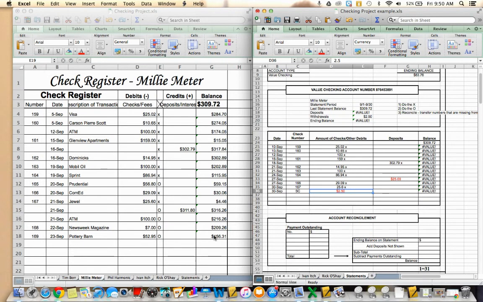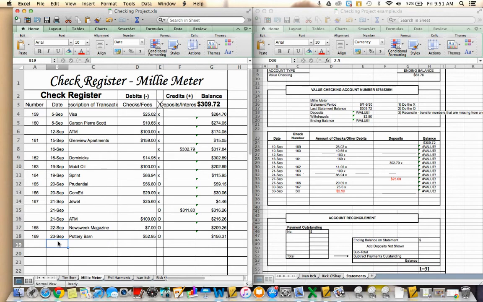So what do these numbers mean? Well, if you think about it, the bank knows about the $25 and the $2.50, but you don't have it in your checkbook. So think about it a second. You don't have it in your checkbook. What should you do? If you said to yourself, I should write it in the checkbook, you are correct. So what we're going to do is date it September 27th.